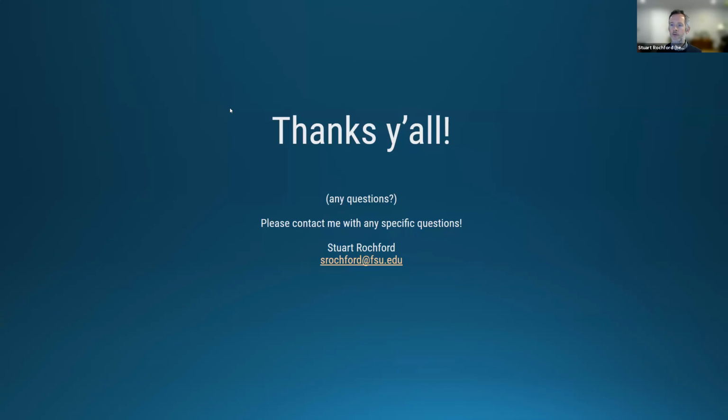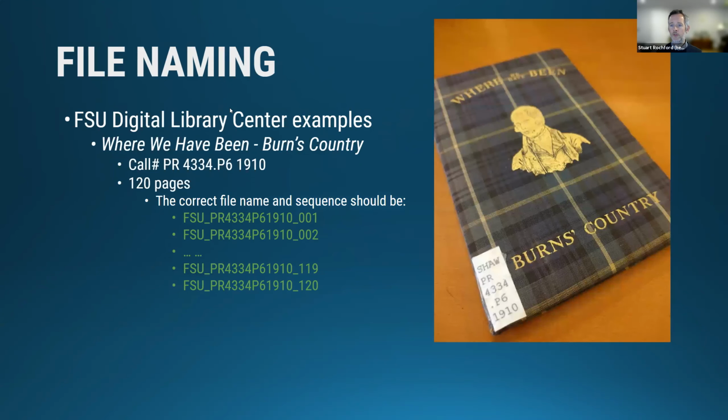Let me go back here real quick. So here's just a book object. It starts with page 1 for the cover, 001, 002 for the inside cover, and so forth. And it ends at page 120 or however many pages you have. And most pieces of software will automatically add those numbers. You can tell it how many zeros to add, or if you want to add letters instead of numbers, you can do that as well. So anything like that will work.